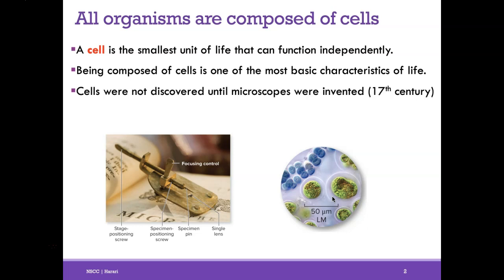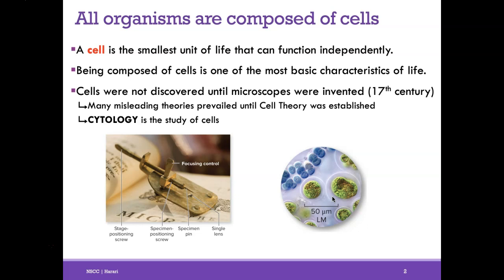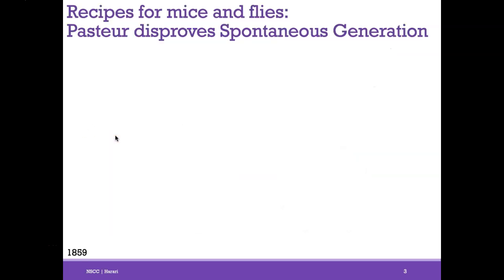Cells were not discovered until microscopes were invented, and that wasn't until the 1600s. So there are a lot of misleading theories until what we now know as cell theory was established. So once cell theory was established, we can start studying cells, and cytology is the study of cells. So the prefix cyto means cells. So like I said, before we had microscopes, we didn't really understand what life was and where living things came from. There was a very common idea of spontaneous generation.